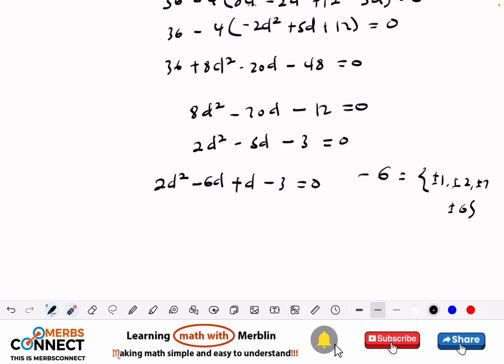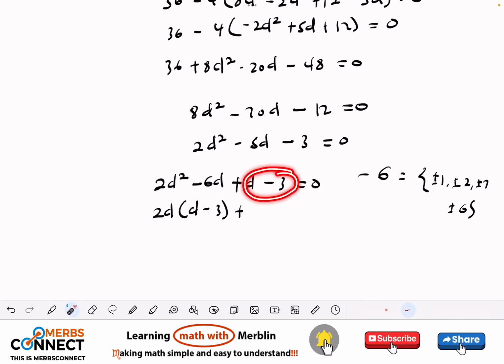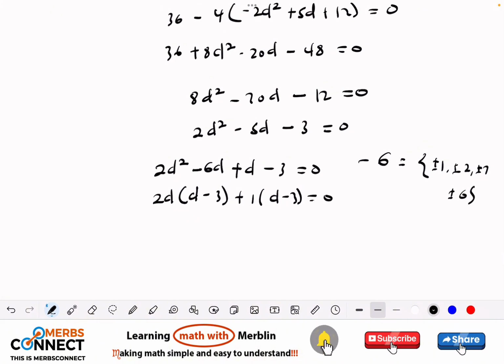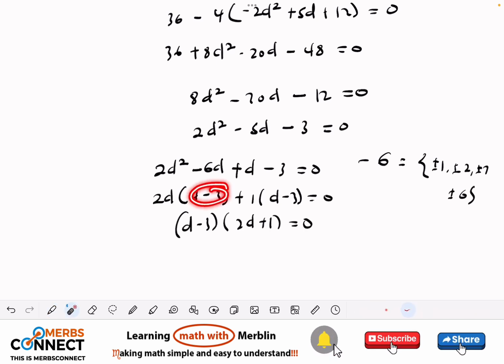Right. So now what can I do with this first term here? I can factor 2d out, so it will be left with d minus 3. Then plus this one, I can factor 1 out. So I can have 1 times d minus 3 is equal to 0. So what are we going to get? D minus 3 and then 2d plus 1 is equal to 0. Since d minus 3 is common, I factor it out, and it will be left with 2d plus 1.